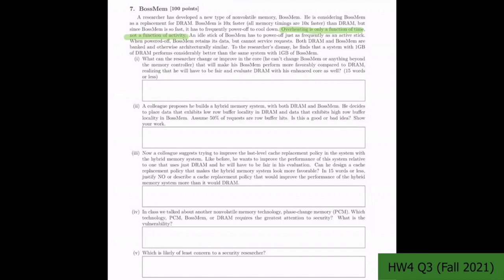So let's see how it affects the system performance with an extreme example. BossMem alternates two phases. So this is the timeline. The first phase is power on, and the other is power off. And BossMem alternates these two again and again. Suppose that the system issues two memory requests, A and B, at the beginning of each phase, respectively.